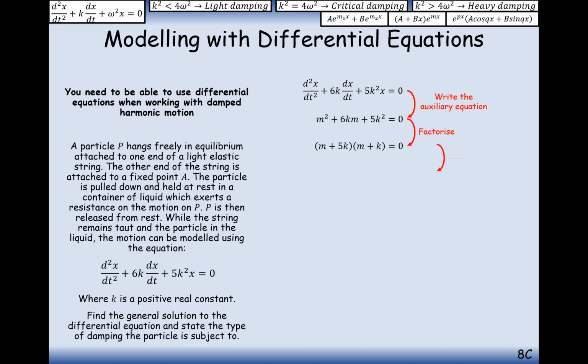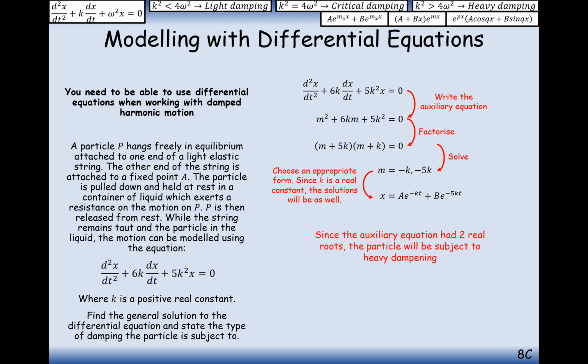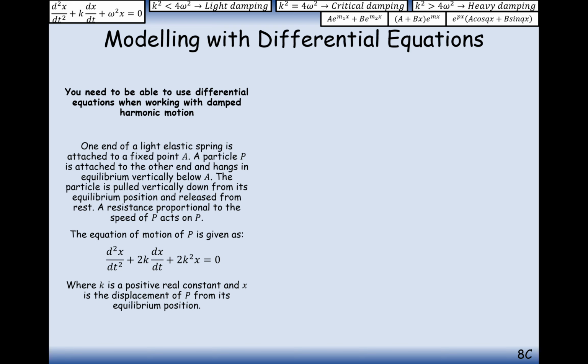So that's going to have two real solutions. It's going to be the first type of solution to a second order differential equation, where we have two distinct real roots. That's going to involve very heavy damping, because we have two real roots, so it's subject to heavy damping. So there we are, that's all they were looking for in this question here. Let's move on to a third example.